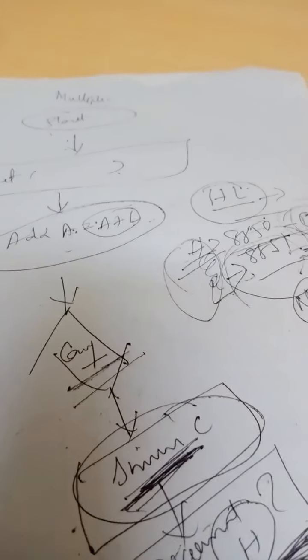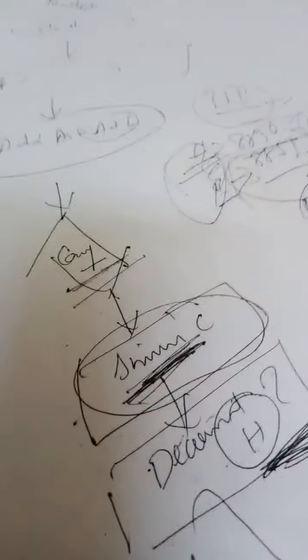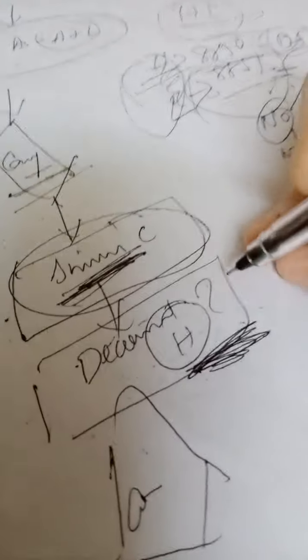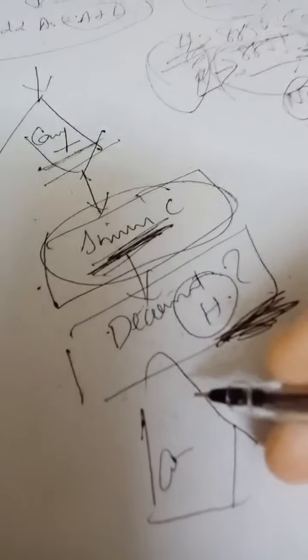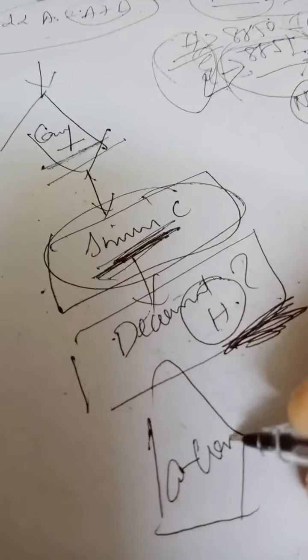So here you will get decrement. Count will be decremented by 1. After that, is count equal to 0? Count is nothing but what? Condition. Whenever you are putting a condition in an algorithm, you should draw it in this way.